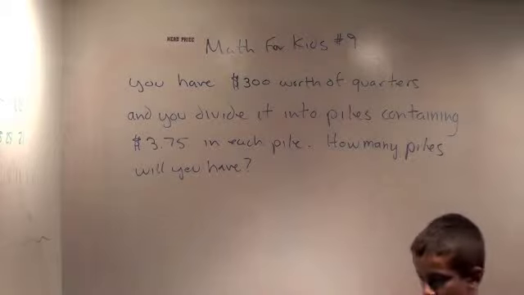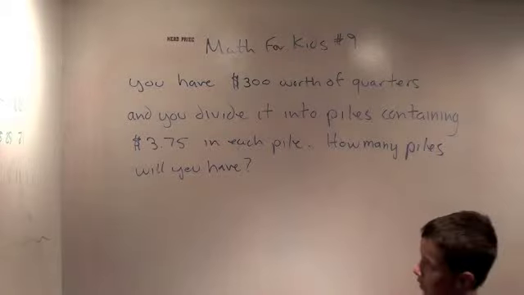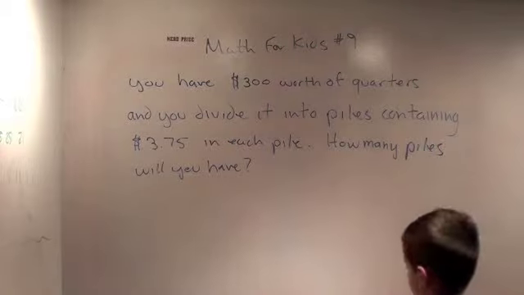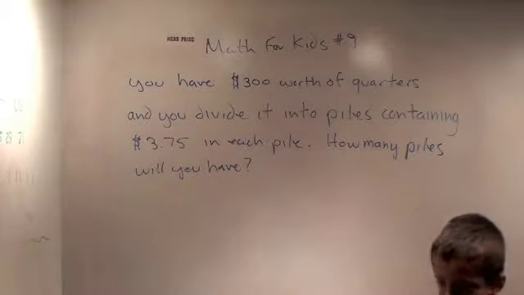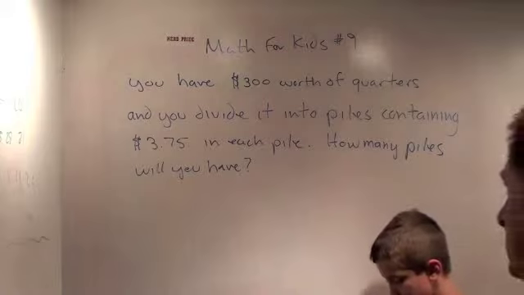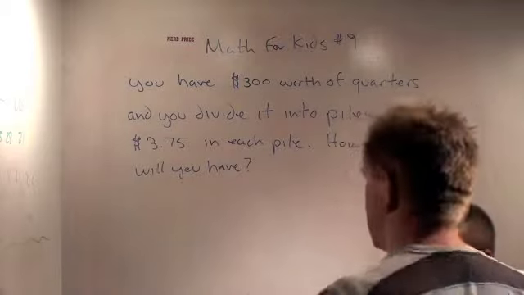Well, I'm thinking about something. Okay, what are you thinking about? Well, we can figure out how much 3.75 is in quarters. Okay. So, well, 75 cents is 3 quarters, and $3 is actually 12 quarters.